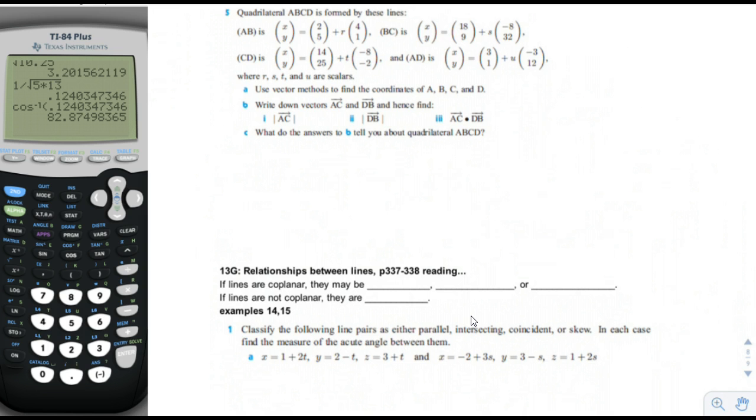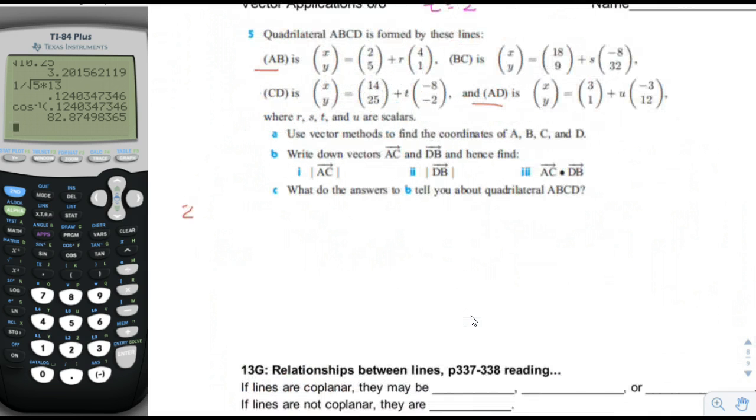So, for example, if we want to find point A, we would look at these two sets of equations, and we would set the x component equal between the two of them. So the first one would be x is 2 plus 4r, and in AD the x component would be 3 minus 3u. And then we would set the y components equal, so it would be 5 plus r is equal to 1 plus 12u.